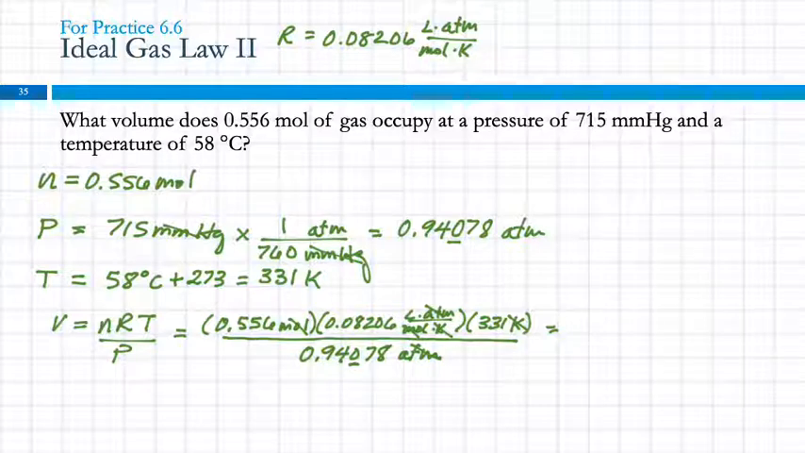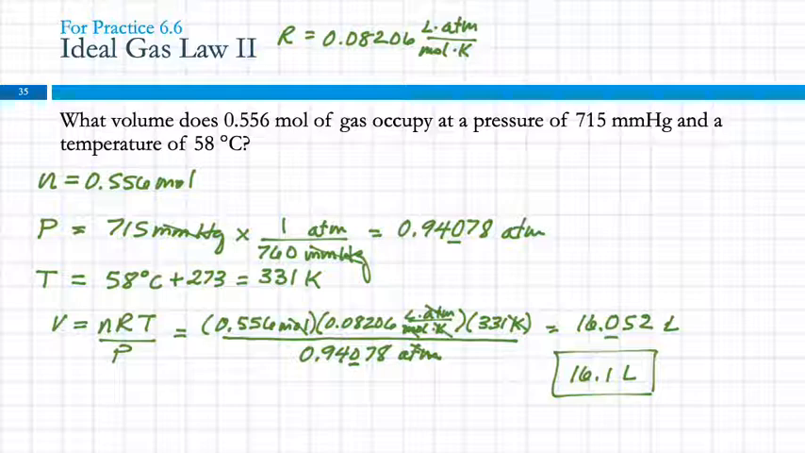0.556 times 0.08206 times 331 divided by 0.94078 equals. And this is going to be liters. So I'd round that to 16.1 liters.